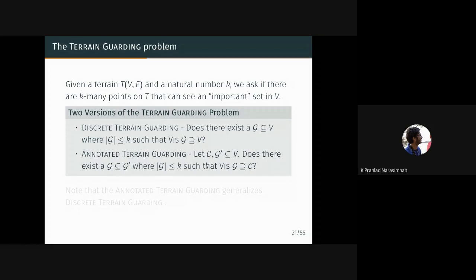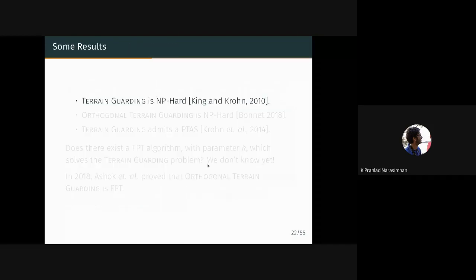And hopefully you can see why this is a generalization of the discrete terrain guarding problem. If I let C and G dash be the whole of V, then the annotated terrain guarding version of the problem is the same as the discrete version. So hopefully that is clear.